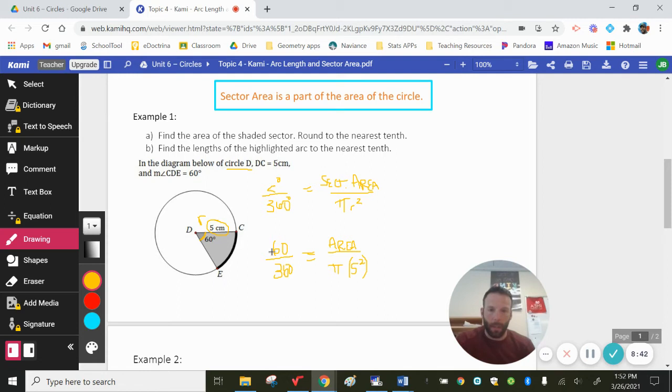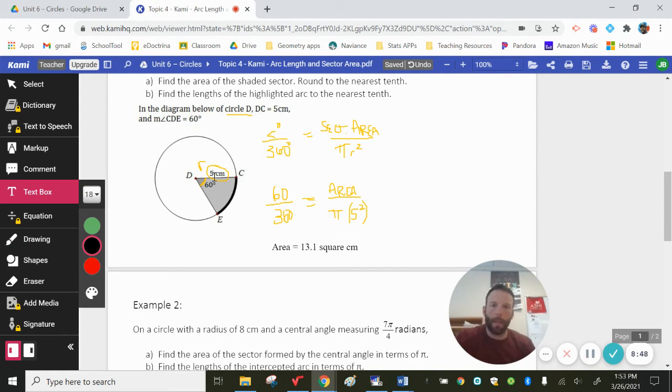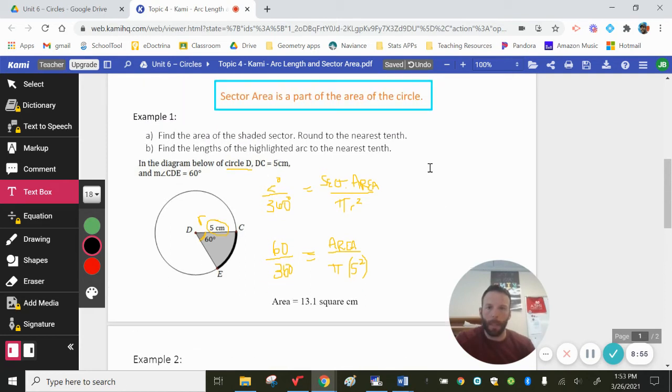Okay, now we're just going to solve this equation to find what the area must be. So the area of that section is 13.1 square centimeters. Now, the next thing in part B, we want to determine what is the length of that arc.